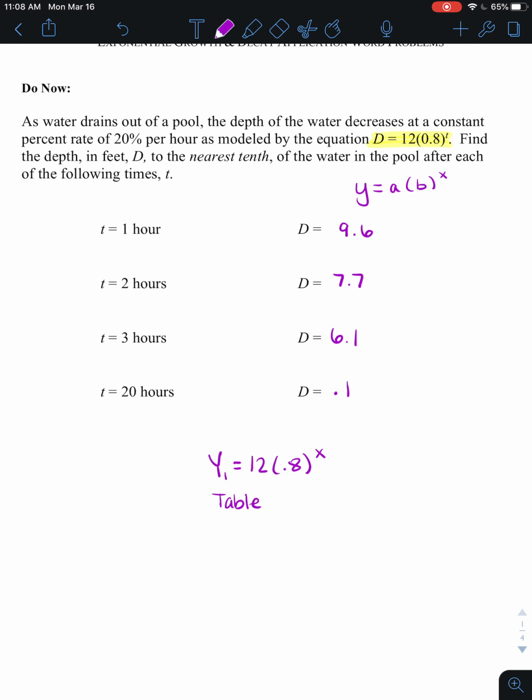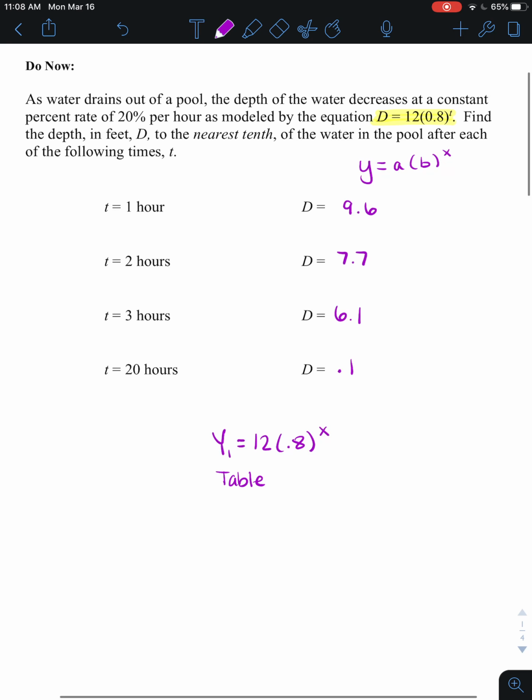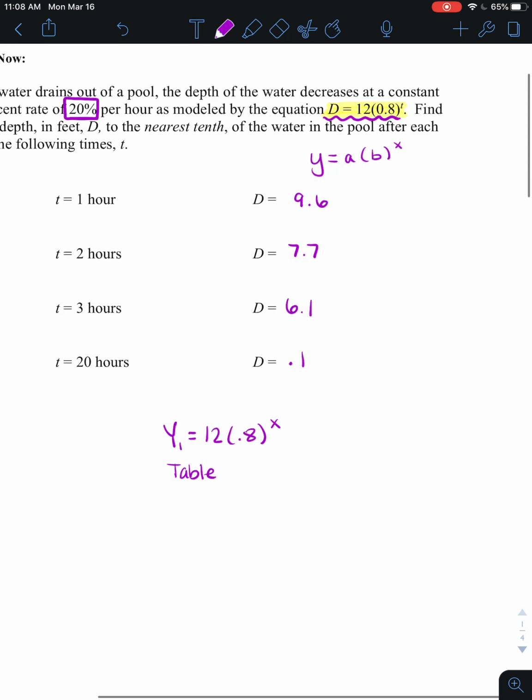Okay, so what we really want to talk about today is how you know when something is growth or decay and what you do with that rate. So if you look at this equation, you don't see this 20% number in this equation. So let's remember where that came from.